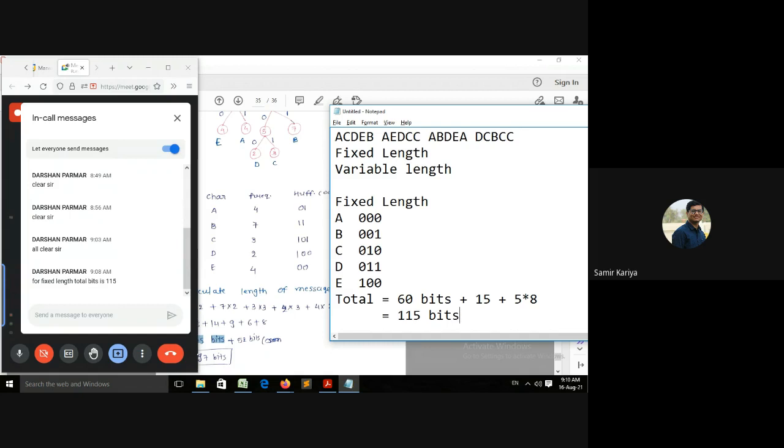So variable length, first of all, just simply create the table, that's the character and frequency. Then create the tree and find out the encryption code. Then send the data.